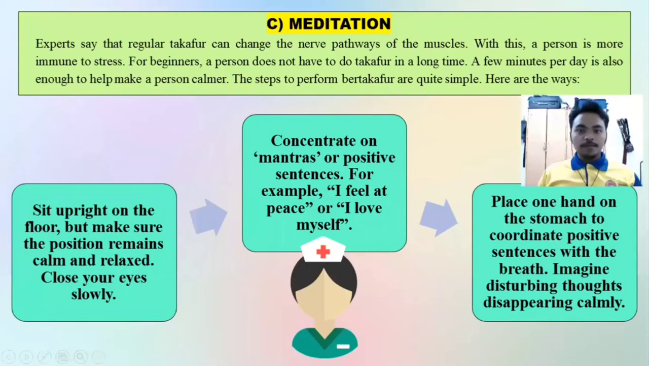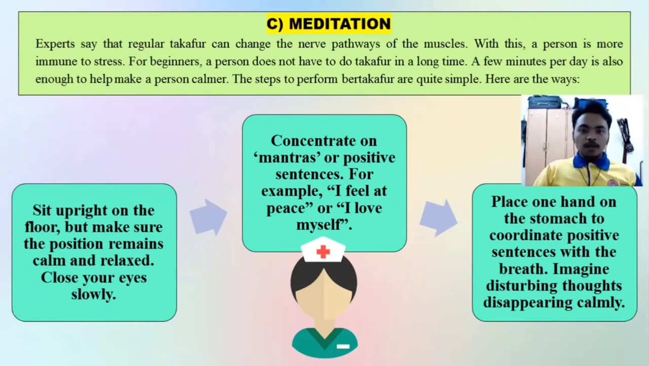C. Meditation. Experts say that regular meditation can change the nerve pathways of the muscles. With this, a person is more immune to stress. For beginners, a person does not have to meditate for a long time. A few minutes per day is also enough to help make a person calm. The steps to perform the meditation are pretty simple.